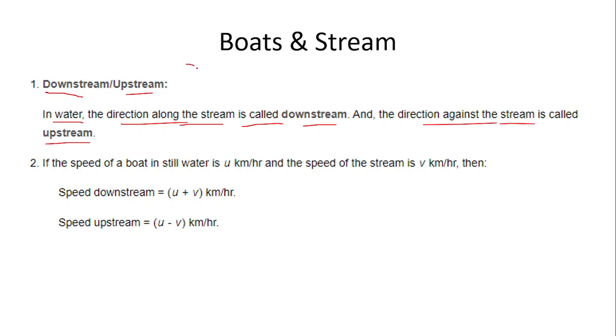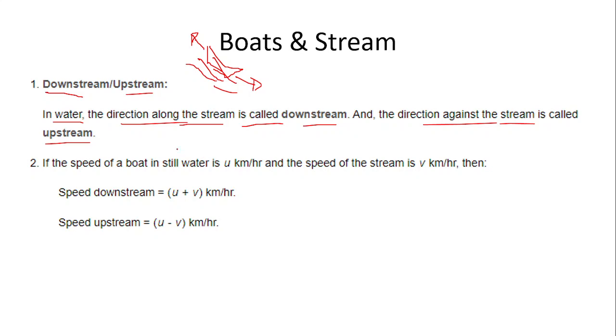So suppose water is flowing like this, and if the boat is flowing in this direction, then it is called downstream. But if the boat is going against this direction, then it is called upstream. So always the speed downstream will be more and speed upstream will be less.